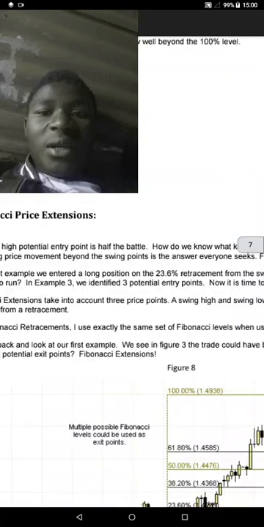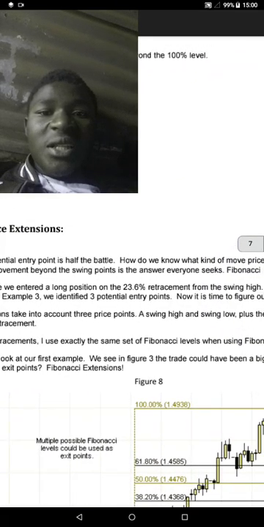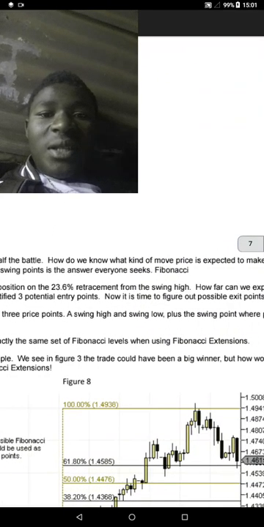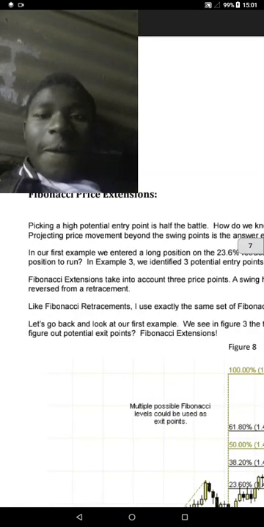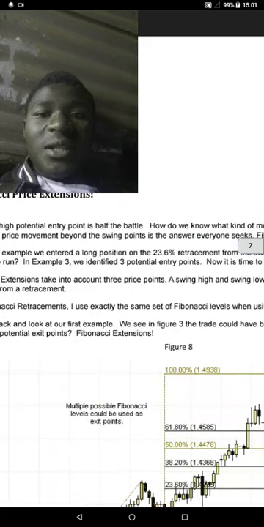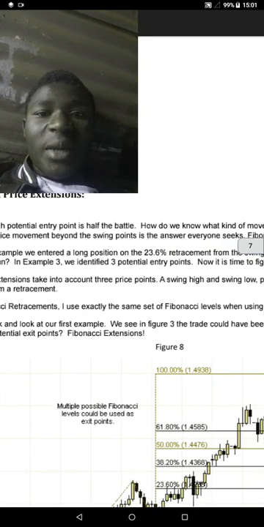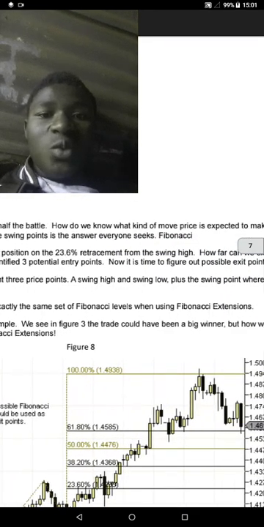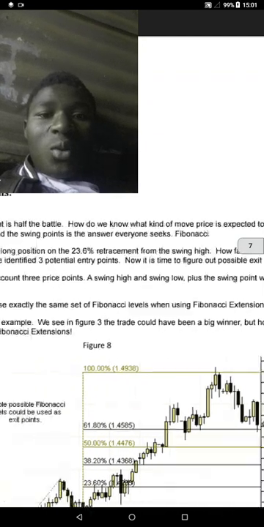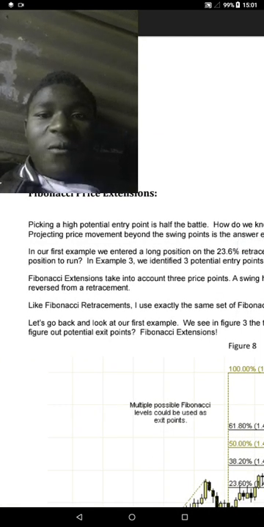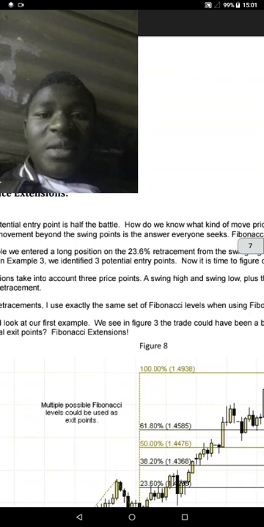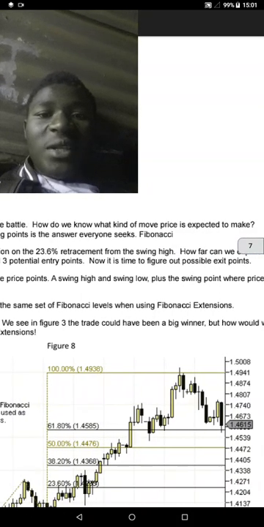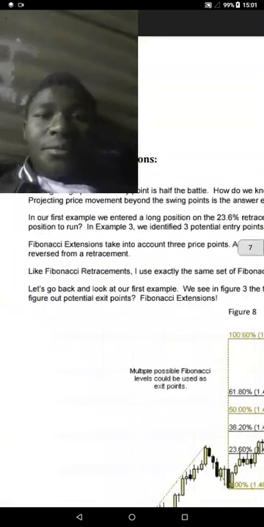In example 3, we definitely identified 3 potential entry points. Now it is time to figure out a possible exit point. A Fibonacci extension takes into account 3 price points: a swing high, a swing low, plus the swing point where the price reversed from a retracement. Like Fibonacci retracement, I use exactly the same set of Fibonacci levels when using a Fibonacci extension.